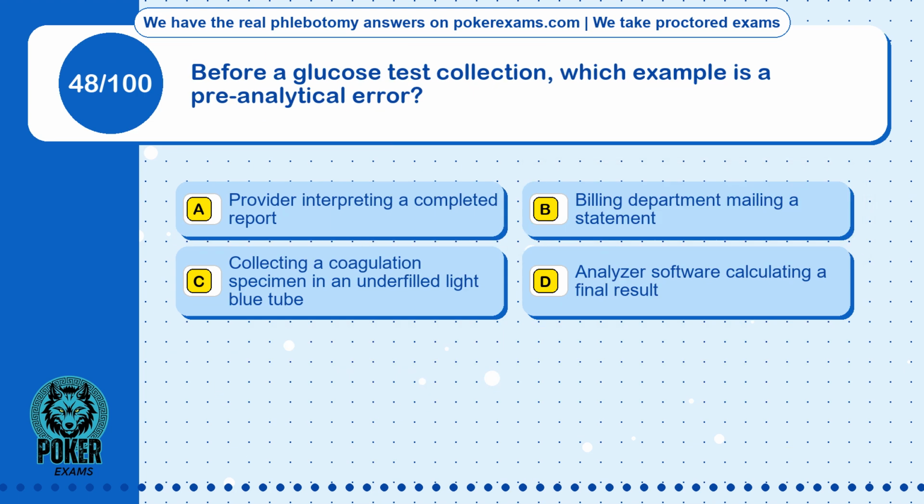Question 48. Before a glucose test collection, which example is a pre-analytical error? Option A. Provider interpreting a completed report. Option B. Billing department mailing a statement. Option C. Collecting a coagulation specimen in an underfilled light blue tube. Option D. Analyzer software calculating a final result.